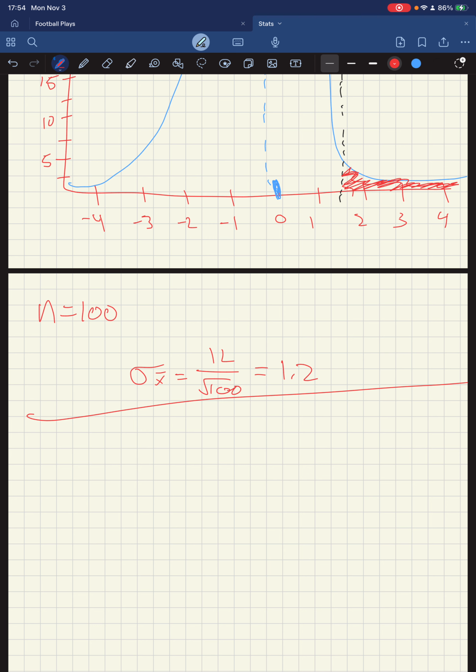Part 6. Explain how the law of large numbers relates to this situation. What happens to the sample mean x bar as n becomes larger and larger? So as n increases, the sample mean x bar gets closer to the population mean. So basically, as n goes up, it's going to get closer to the population mean. Yeah.